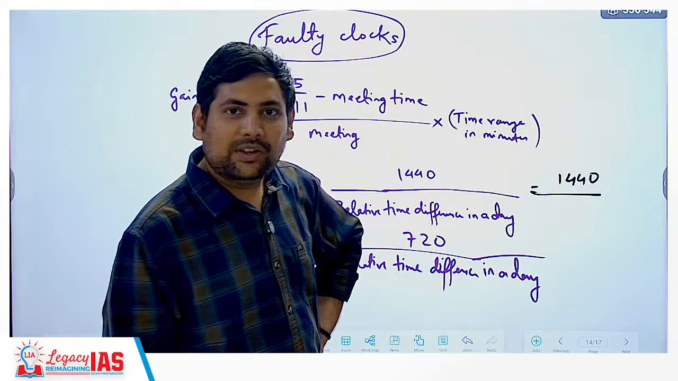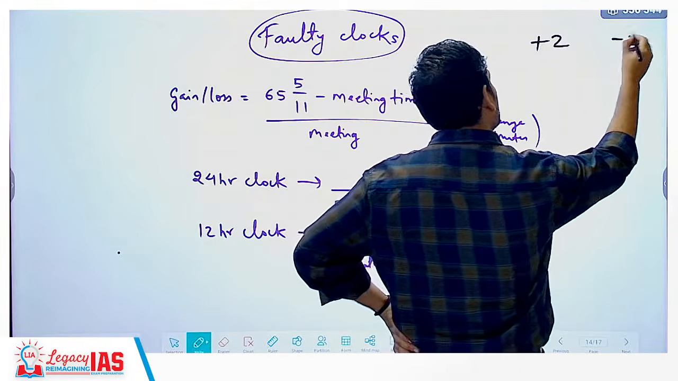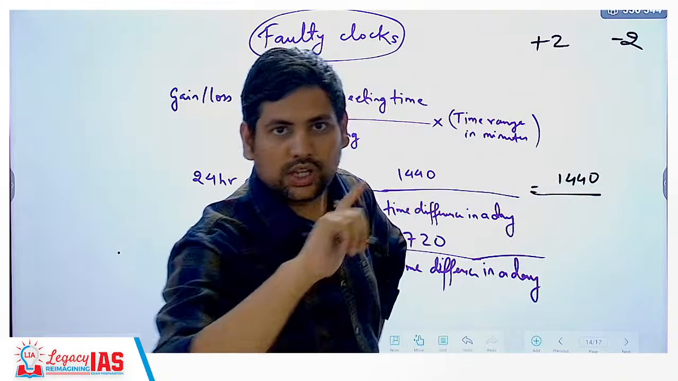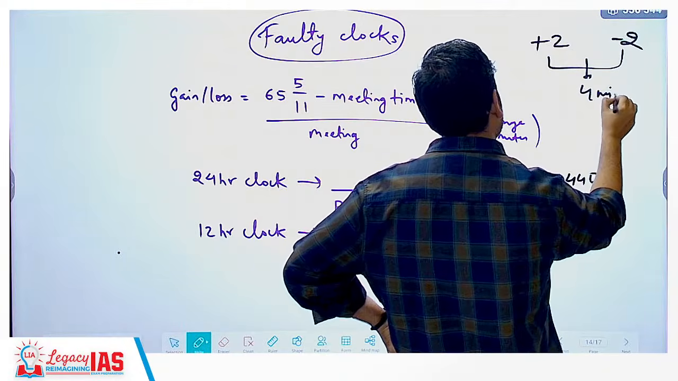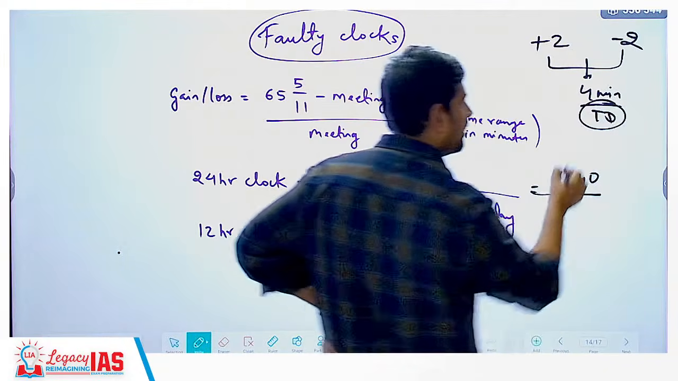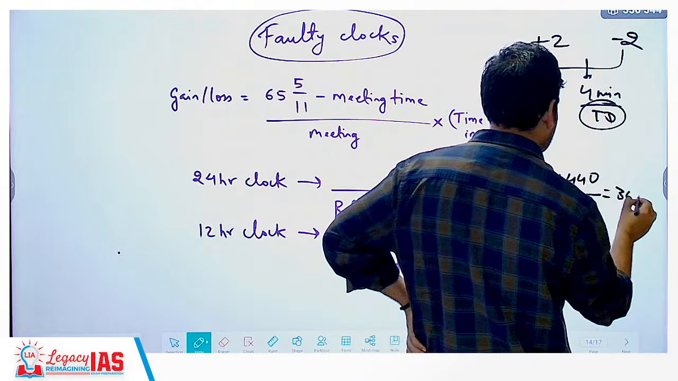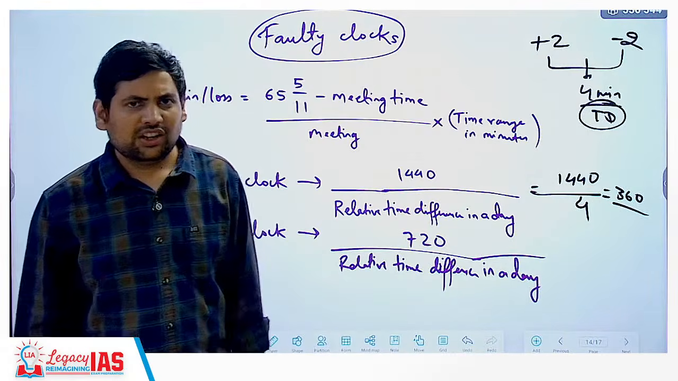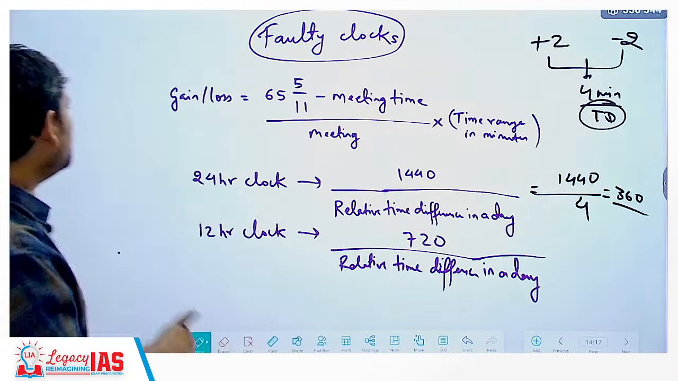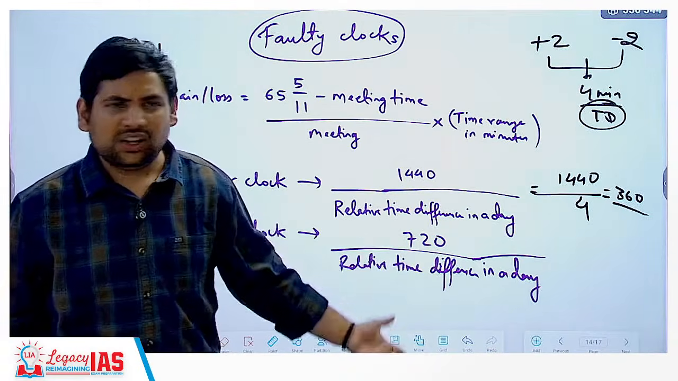What is the relative time difference in a day? One clock was moving 2 minutes faster, the other was moving 2 minutes slower. What is the relative time difference? Plus 2 minus 2, it is a 4 minute time difference every day. So 1440 divided by 4, the answer is 360. If it was a 12-hour clock, you just take 720. Now using this, you can do any problem which looks much more difficult just orally, by doing one simple calculation.